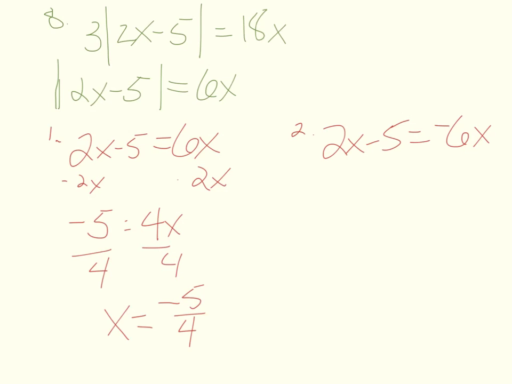All right, so let's solve the second equation. Same process, right? We're going to start off subtracting 2x. So now we have negative 5 equals what? Negative 8x.